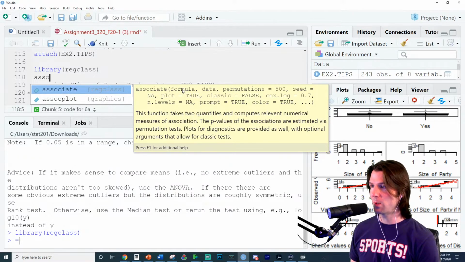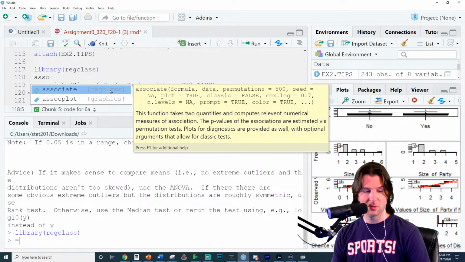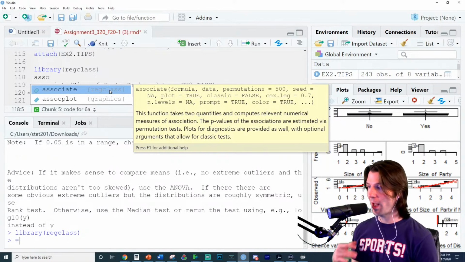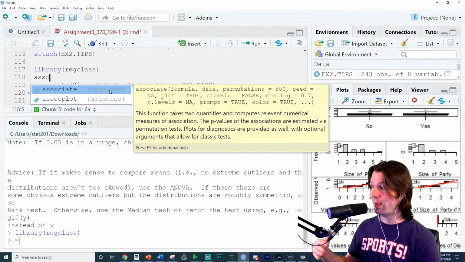You have to run library reg class, and then you can see right here, do you see where it says reg class right there? That tells you the package that has that function inside of it. So it's saying this is a reg class function, like it exists in the reg class.